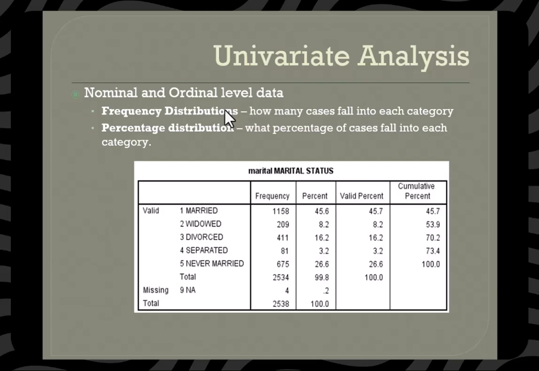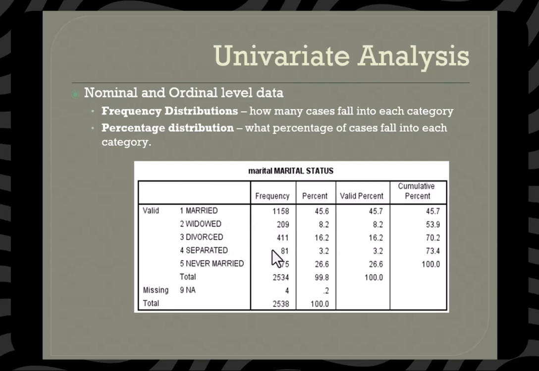So here is an example of univariate analysis using nominal or ordinal level data. And this typically takes the form of a frequency or percentage distribution. Here we have both. So here we have a nominal level measurement that is marital status. And we have categories here that include married, widowed, divorced, separated, and never married. This second column here is the frequencies. And we can see how many people in our sample fall into each category. So we have 1,158 people who are married, 209 that are widowed, and 411 that are divorced, and so forth.